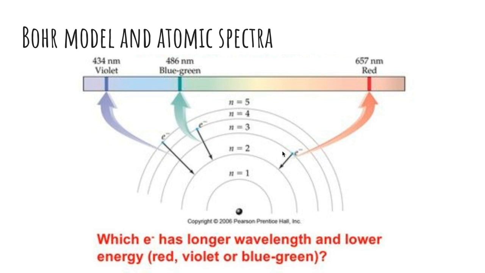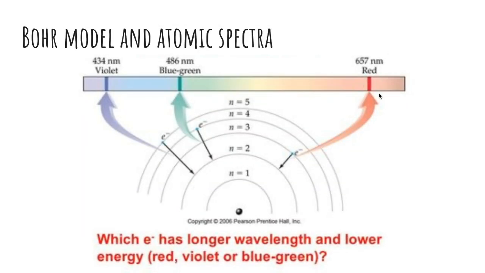It could start at 5 and jump down to 1, which would be the highest energy possible. It could start at 4 and jump down to 1, which would be a little bit lower energy. 3 down to 1, 2 down to 1. It could start at 3 and go to 2, which is an example. It could be at 4 and go down to 2. It could be at 4 and go down to 3. So there's actually lots of different examples here. There's actually 10 different jumps it could make, and each one of those jumps represents a different amount of energy, which would produce a different color on the spectra.